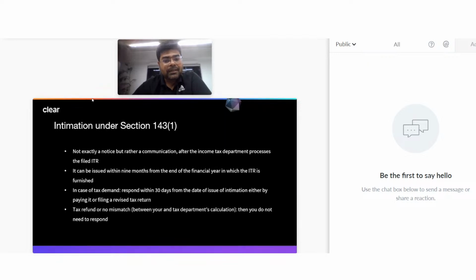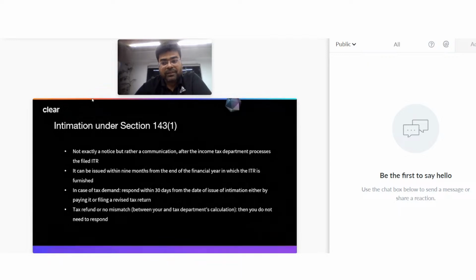Now, this intimation at max can be issued within 9 months from the end of the financial year in which the return has been filed. So, we are currently in financial year 23-24, for which we are filing the income tax return of financial year 22-23, right? That is the previous year. Now, intimation for financial year 22-23 can be received up till 31st of December 2024, right? That is the timeline within which you should be receiving your intimation.